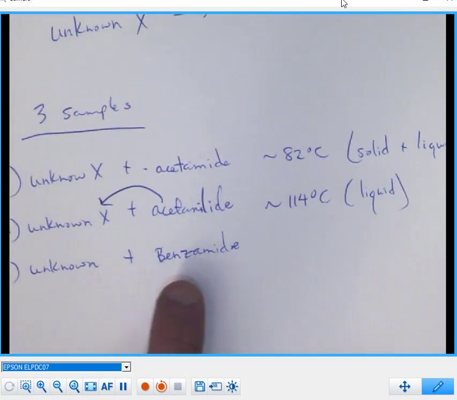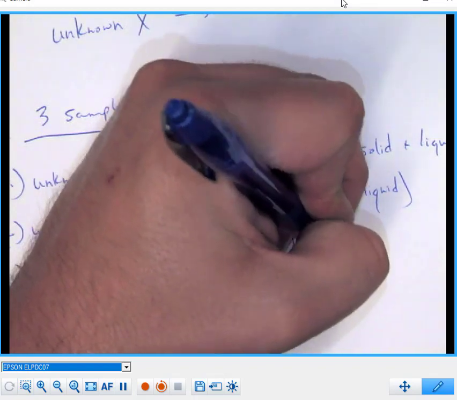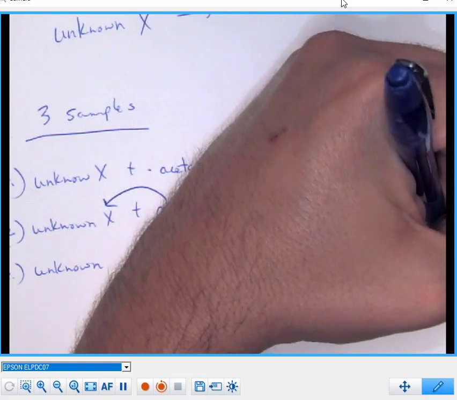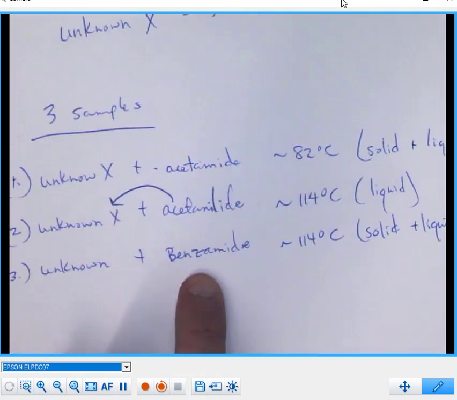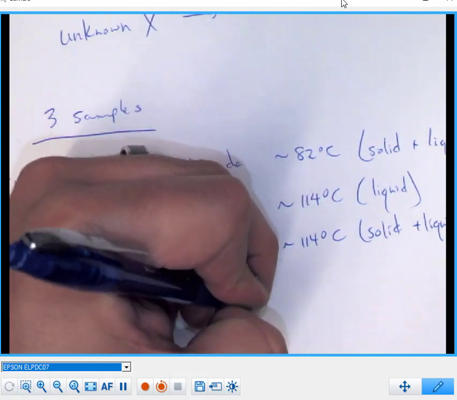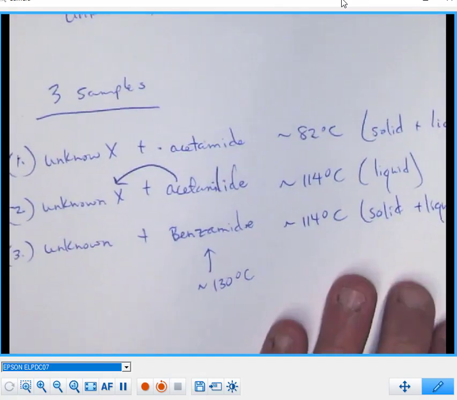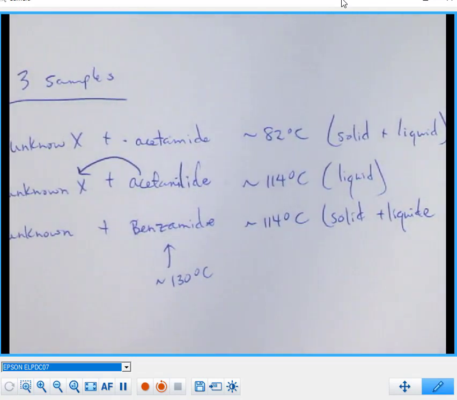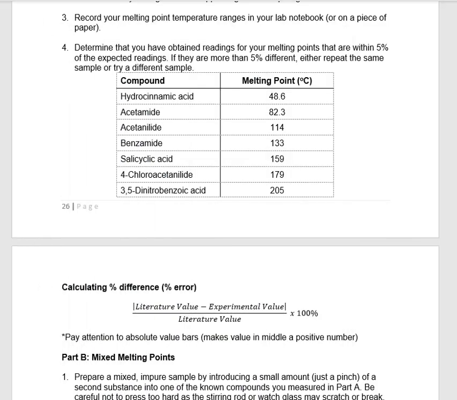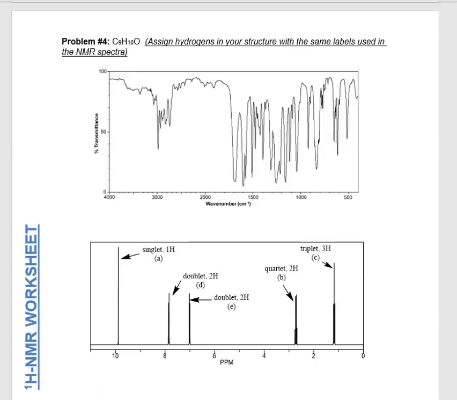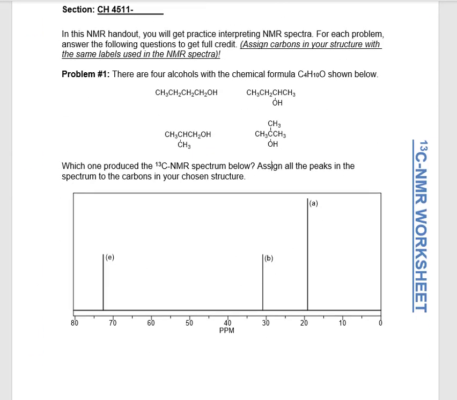And then for this sample, at 114 degrees C, I should see both a solid and a liquid. Because benzamide melts at approximately 130 degrees C, right? So that's what I would see there, give or take. And this would be for your mixed melting points. Okay. All right. And then lastly, just to kind of familiarize you with what you could possibly see here, jump to page 140.